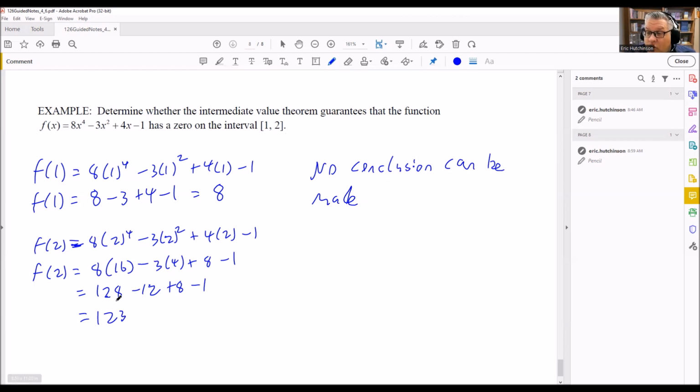Okay, so you can only make a guarantee if you have opposite signs. If you don't have opposite signs, then all we can say is no conclusion can be made. It may or may not have a zero on 1 to 2. We can't make a conclusion about whether there's a zero on that because we got 2 positive values here. So if it's positive and positive, that means the graph does not cross the x-axis at that point. And so again, we just say no conclusion can be made.